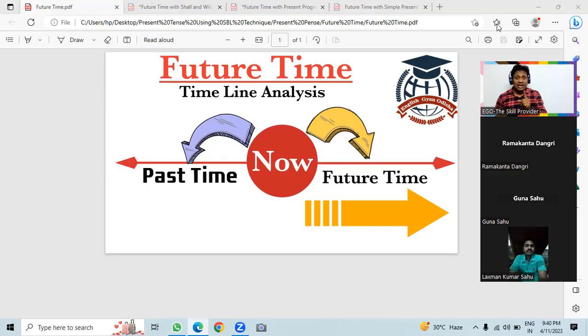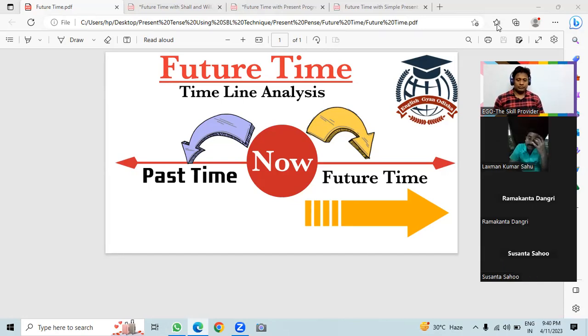I'm not telling you that you cannot use shall and will. You are supposed to use shall and will, but let me underline the sentence. For future time, you don't require shall and will every time. Shall and will is not the heart of future time. It is a part of future time. Let me tell you once more. It is not the heart of future time. It is a part of future time. That means a portion of future time can be expressed through shall and will.